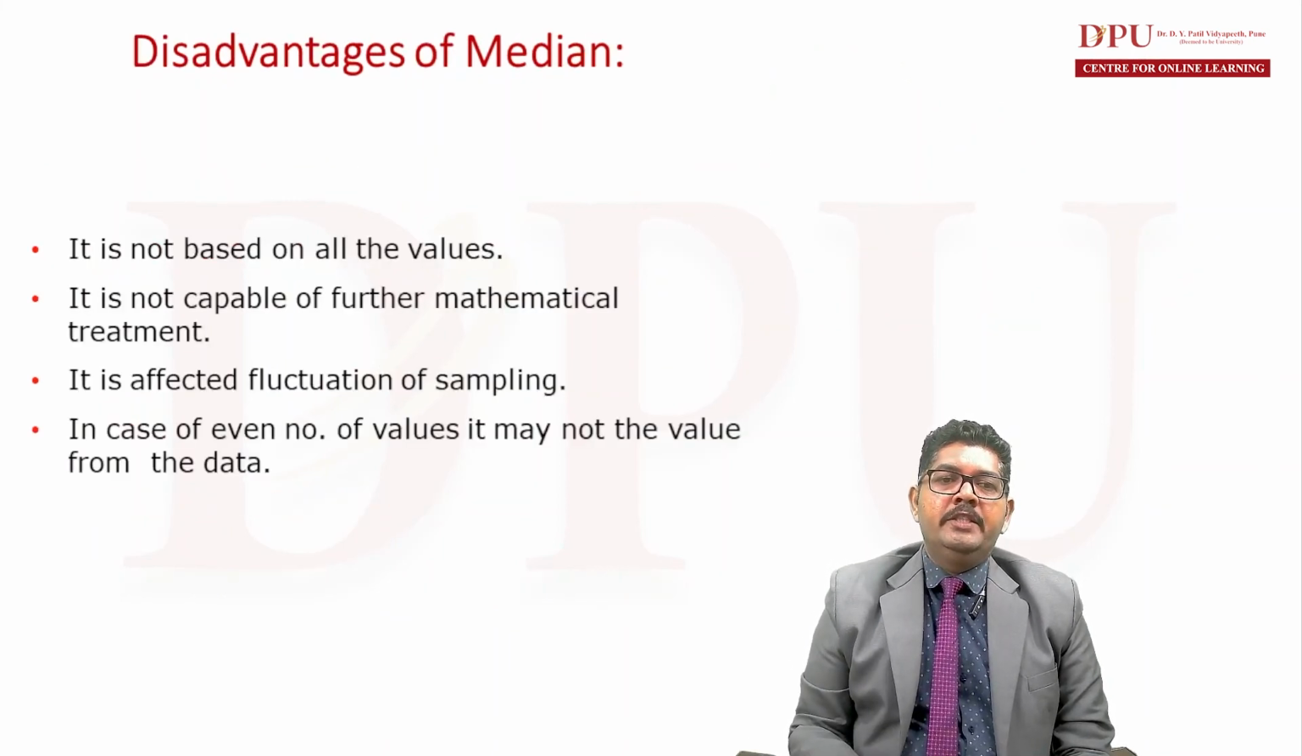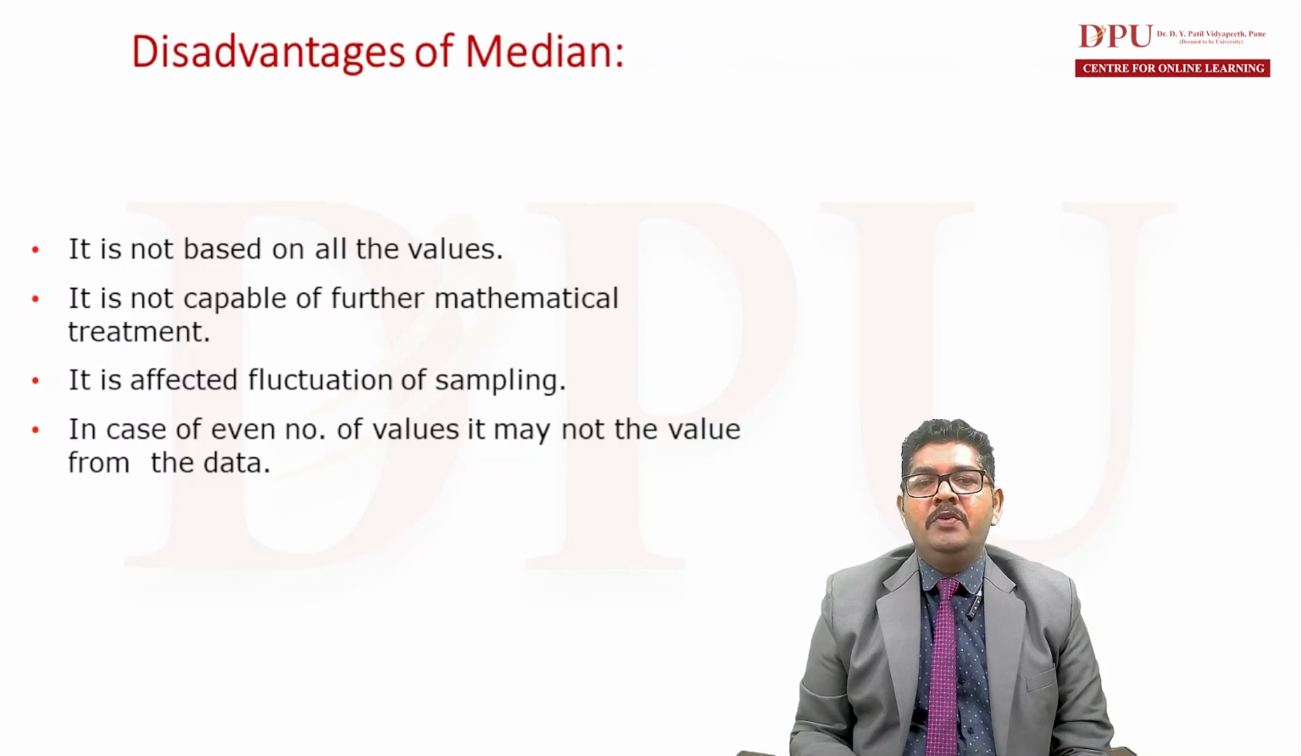Disadvantages of median. It is not based upon all the observations. It is not capable of further mathematical treatment because it is not based upon all the observations. It is affected by fluctuations of sampling. So sampling fluctuations affect the median value, and in case of even number of values, it may not be a value from the data. So when there are even number of observations, what we do, we take the average of the middle two observations in order to find out the median. So that value is not there in the data itself.